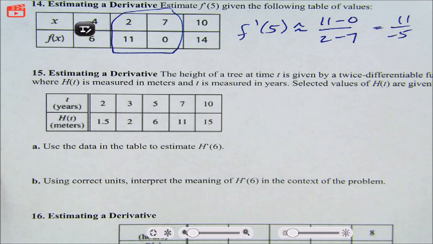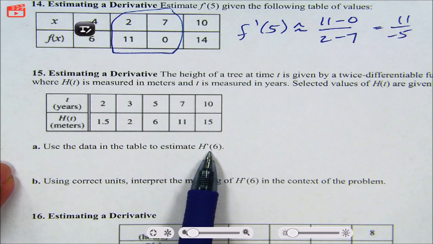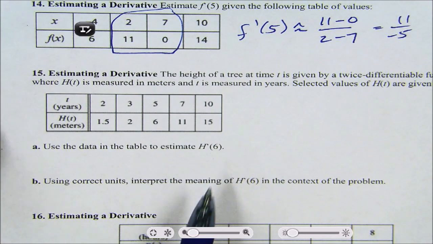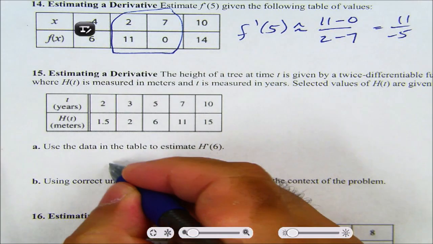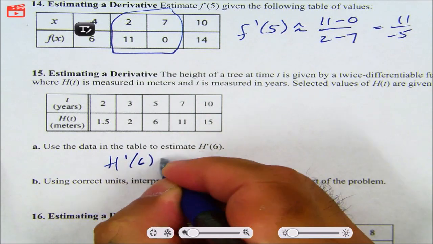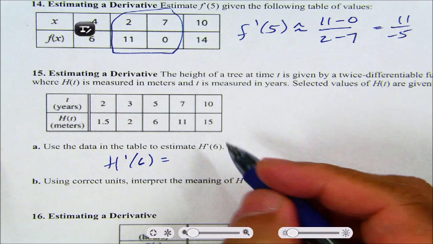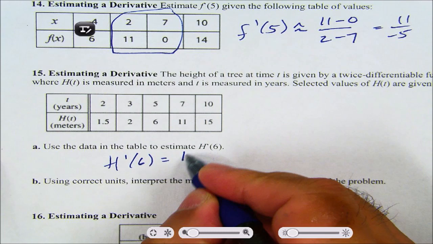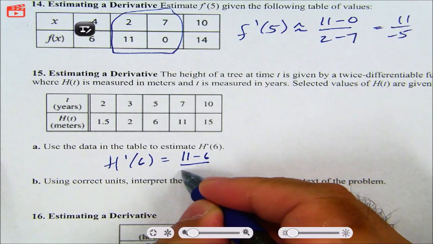Estimating a derivative. The height of a tree at time t. It's twice differentiable, measured in meters. Select the values of h(t) given in the table. Use the table to estimate h prime of 6. Okay, so basically doing the same thing we just did. Yeah, we're doing 2 minus 6 and 3 minus 5. So we'll do it Luke's way, the second number first. Negative 4, negative 2.